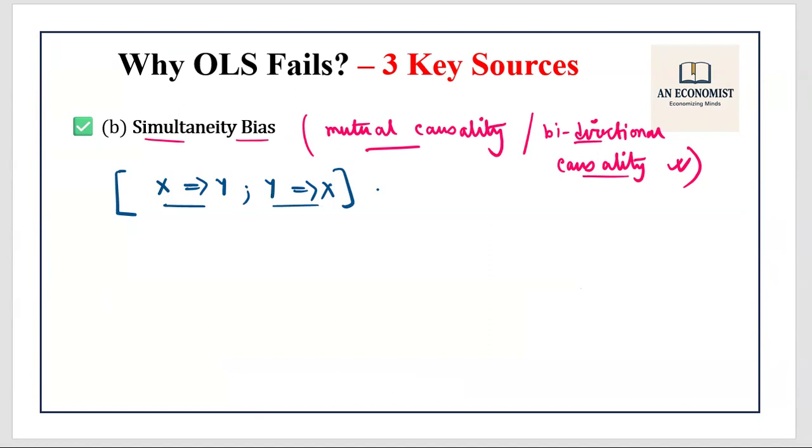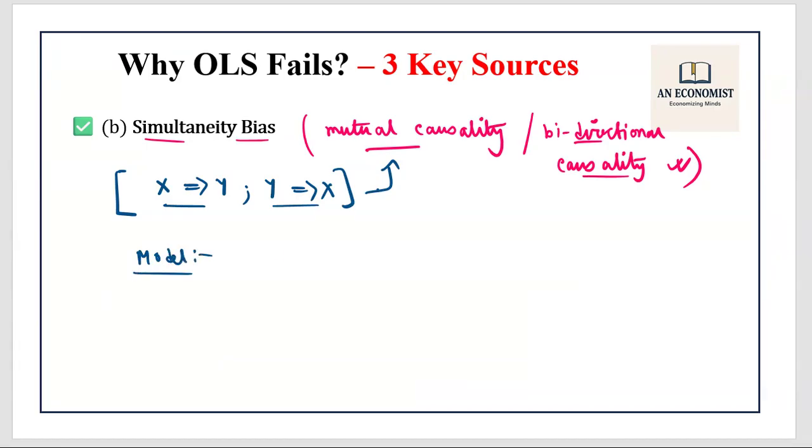If this is the model, then we will say X will cause Y and Y will cause X. So that is the mutual causality. X is causing Y and Y is also causing X. That is the bidirectional causality or mutual causality. For example, you can take it as a model.